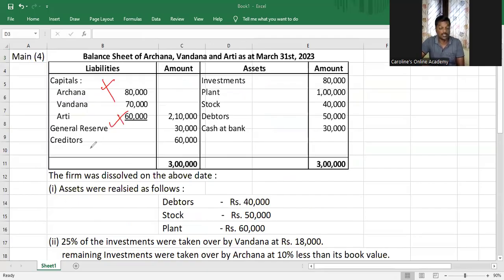Only external liabilities are supposed to be transferred to realization account. Provision for doubtful debts and investment fluctuation fund are to be transferred, and I'll let you know when we solve problems with those adjustments. But in this question, we only have one external liability, which is creditors for 60,000. So we'll transfer the creditors for 60,000 to realization account.